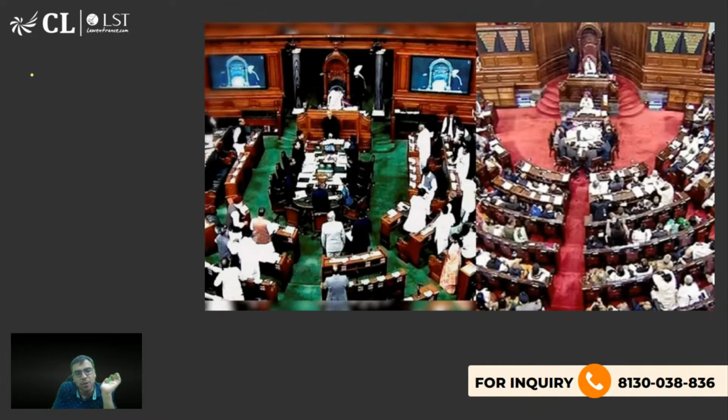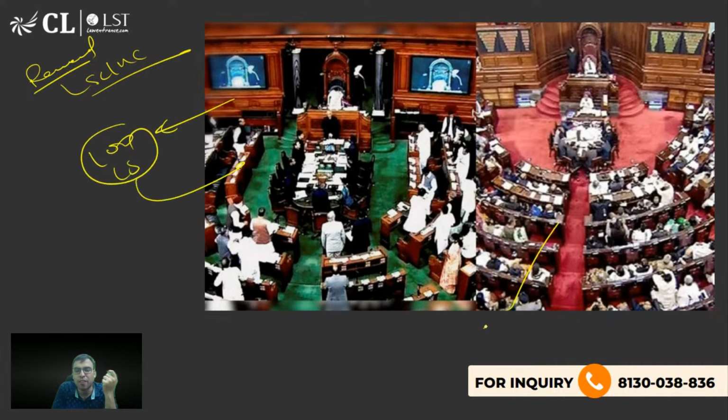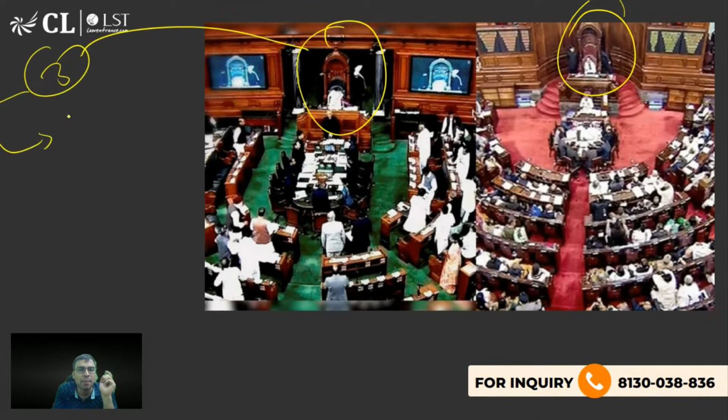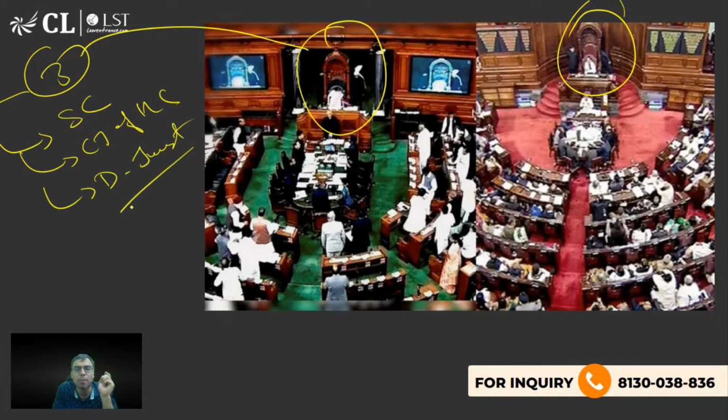First, when removal has to be initiated for a Supreme Court or High Court judge, 100 MPs in Lok Sabha should sign, or 50 MPs in Rajya Sabha should sign. In either of the two cases, if they have signed and it is accepted by the Speaker or Chairman, then a 3-member committee will be set up comprising a Supreme Court judge, a Chief Justice of a High Court, and a distinguished jurist. Distinguished jurist means a prominent lawyer or a judge, etc.